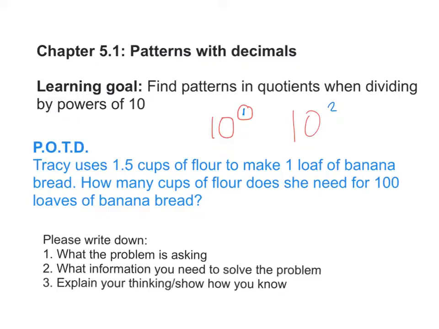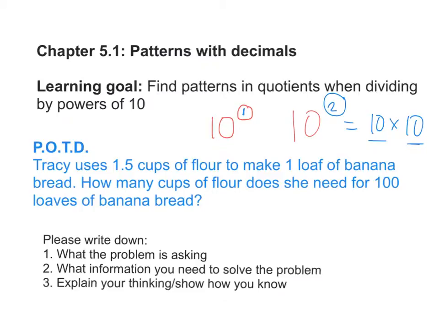10 to the power of 1 means 10 multiplied one time, which is 10. 10 to the power of 2 is the same thing as 10 times 10, right? Multiplied 2 times because the exponent is 2, which is equal to 100. So we're going to be dividing by these numbers that are powers of 10.